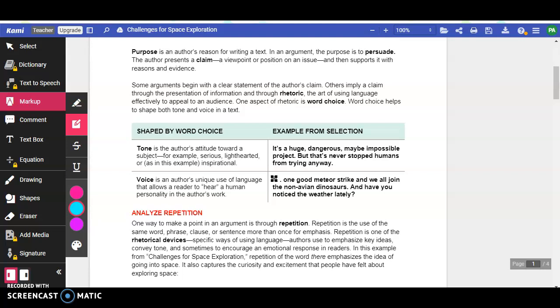So we'll be on the lookout for tone and voice as we read this passage, because there are other examples also. A rhetorical device to pay attention to throughout this passage is the author's use of repetition. Repetition uses the same word or phrase, sometimes even a clause or sentence, more than once, and their aim is to emphasize what is being said. It's a rhetorical device, so it's a way of using language, and they emphasize their key ideas, they convey tone through a rhetorical device, and sometimes they're trying to encourage an emotional response in their reader. In this one, you will see several examples of repetition being used in the article.